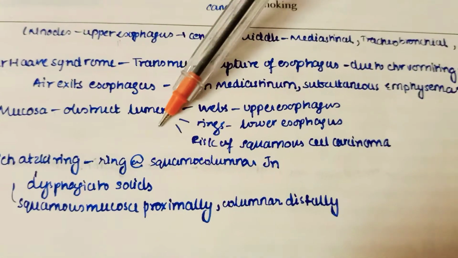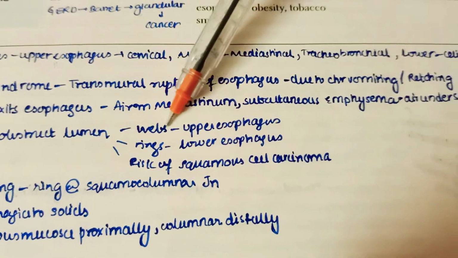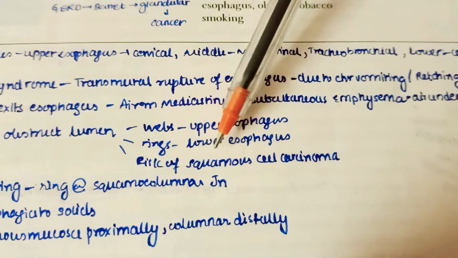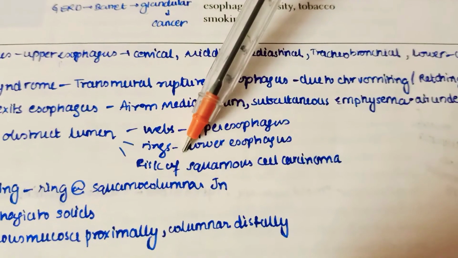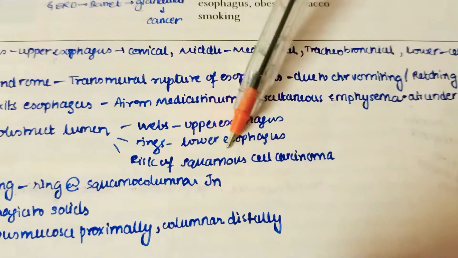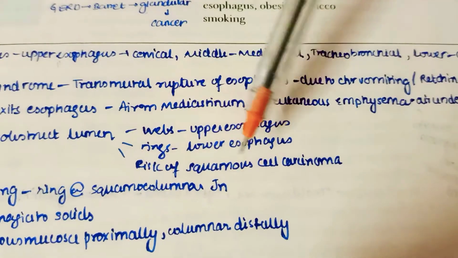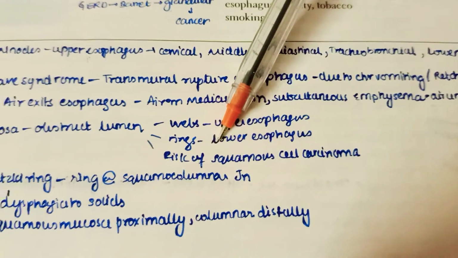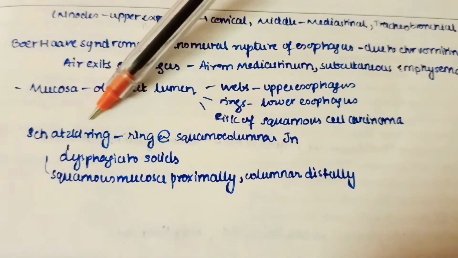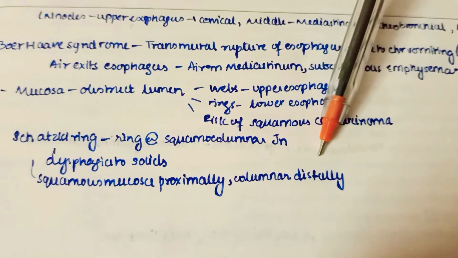Next, if the mucosa obstructs the lumen in the upper esophagus, it will cause webs. In the lower esophagus, it will cause rings. Risk of squamous cell carcinoma. Very important: upper esophagus, webs; lower esophagus, rings. So, Schatzki ring is a ring at the squamocolumnar junction.